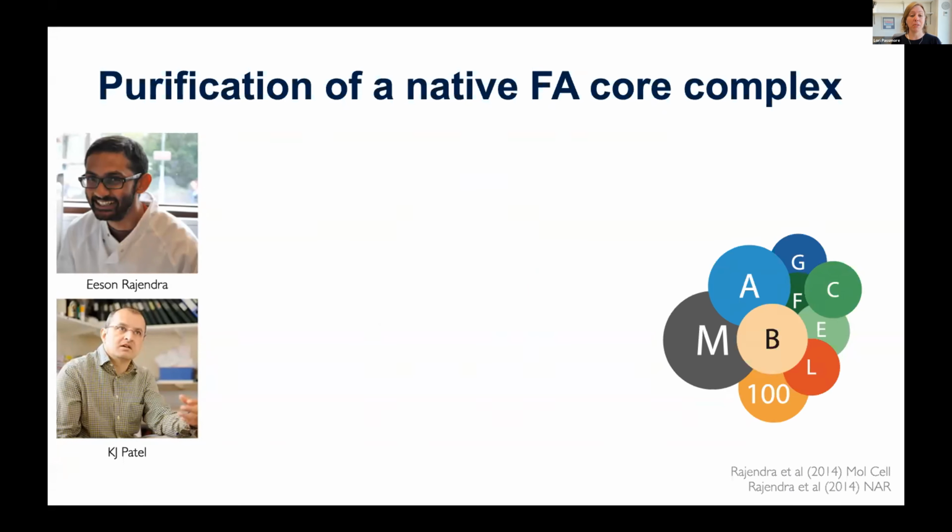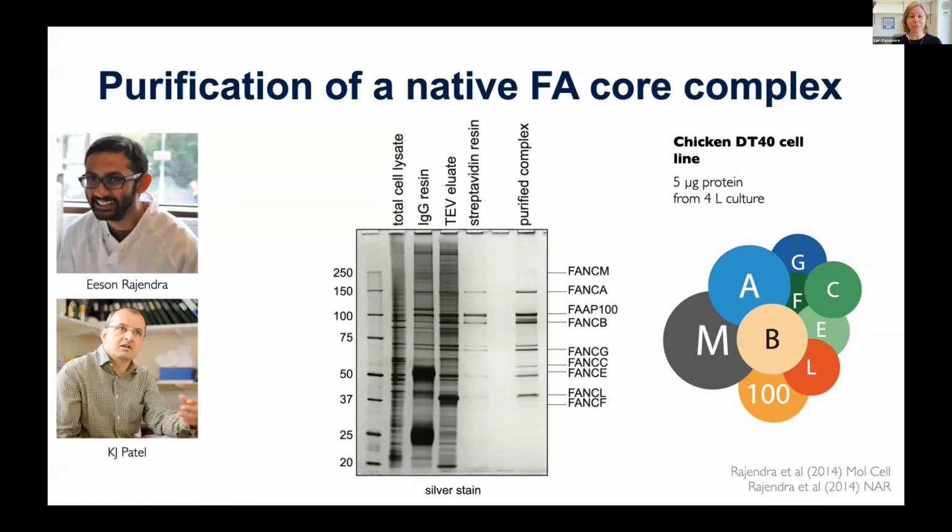So this is work done by a postdoc in my lab at the time, Eason Rajendra, and we worked in collaboration with KJ Patel, who was also at the LMB. Eason was able to purify the entire complex from chicken cells, and he showed that it's comprised of 8 stably associated subunits. He also reconstituted its biochemical activity in vitro and showed that the intact complex was more active than the ring subunit alone. He showed that efficient ubiquitination required the presence of DNA, and also that 3 proteins, B, L, and 100, form the catalytic core of the complex.